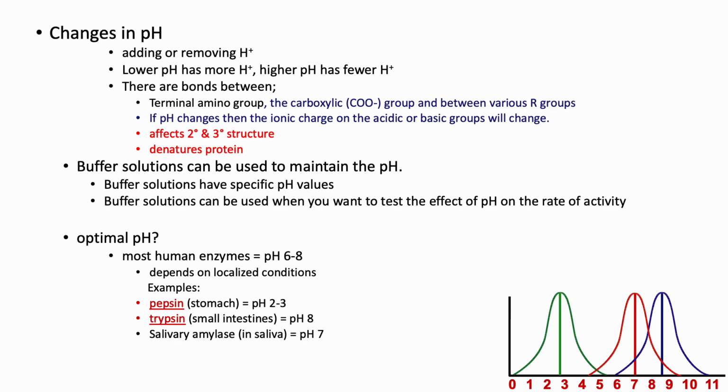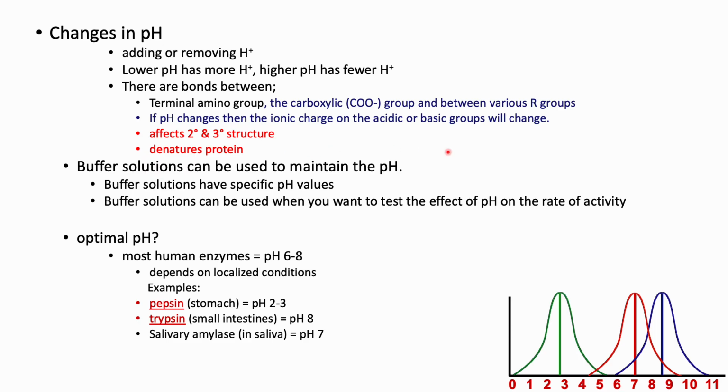There are bonds between the terminal amino group, the carboxylic group, and between the various R groups. If the pH changes, then the ionic charge on the acidic or basic groups will change. This is going to affect either the secondary or the tertiary structures. And then this can denature the proteins.